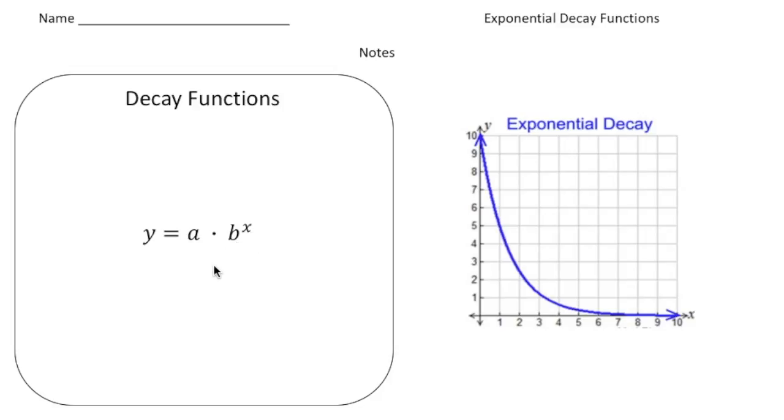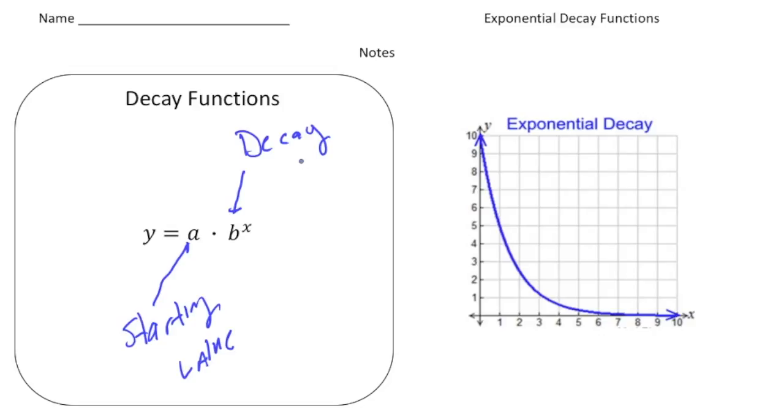And just like the growth function, the a value is the starting value. So let's write starting value. But the b value is going to be the decay. So for growth, the b value was for the growth. But this time, the b value has to be less than 1. That's the big difference between growth and decay. Where growth, the b value is greater than 1, while decay, the b value is less than 1.